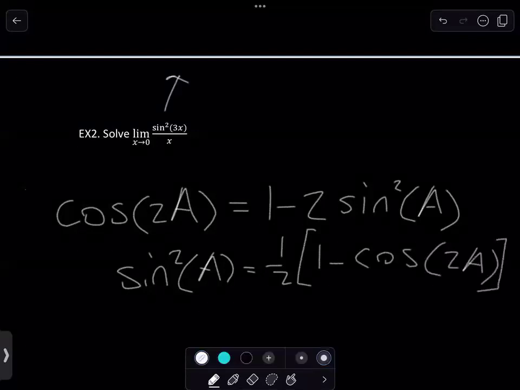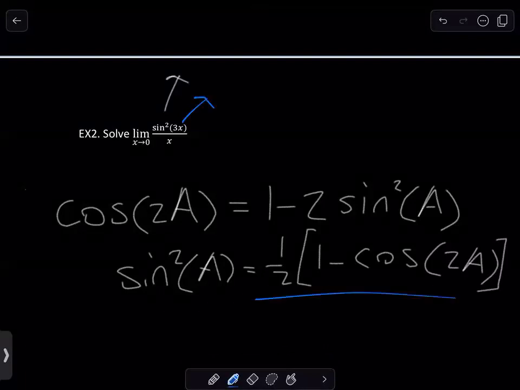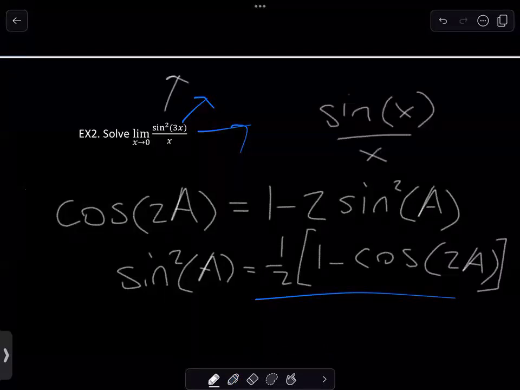So it means that I can replace this term on the top here with a term involving 1 minus cosine 2a. And that looks familiar. That looks like one of the trigonometric special limits that we saw on the first slide. And then I can use that fact, and I'll go through it right now. Just in case you're wondering why I'm not using sine x over x, and that limit is equal to 1.